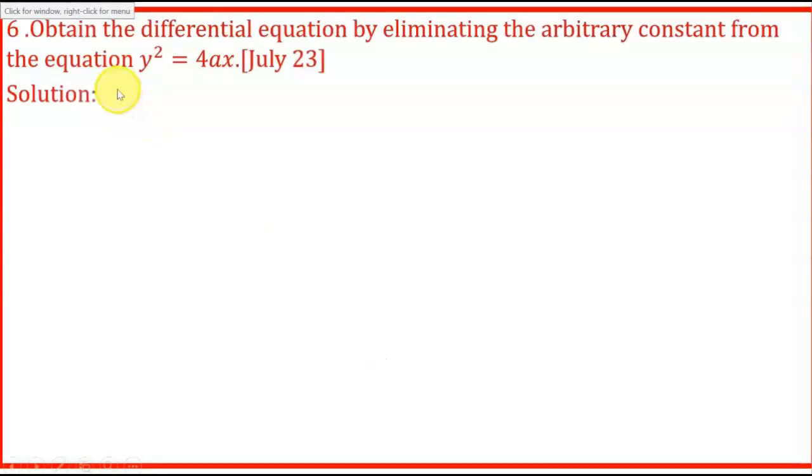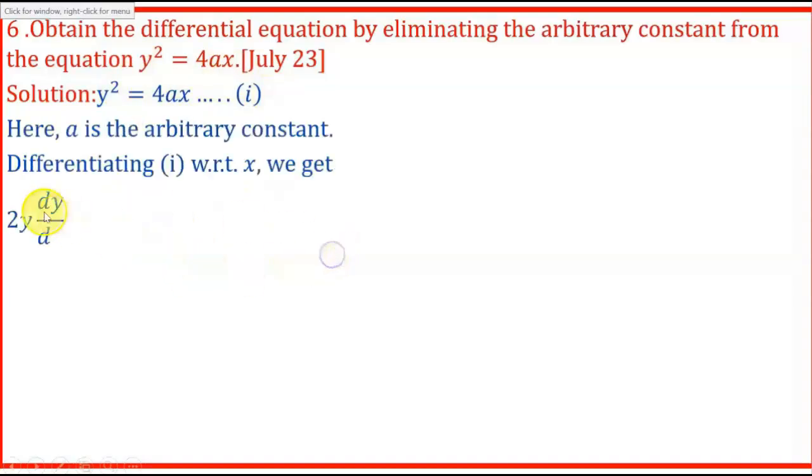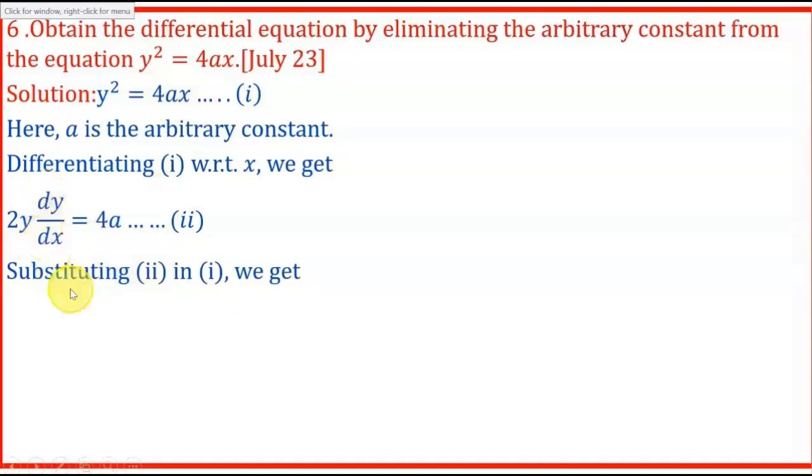Now next, obtain the differential equation by eliminating the arbitrary constant from the equation y square is equals to 4ax. Now here the arbitrary constant is a. Differentiating with respect to x, the derivative of y square is 2y into dy by dx. The derivative of 4ax: here 4a is a constant, the derivative of x is 1, so 1 into 4a, 4a. Therefore, the value of 4a is 2y into dy by dx.